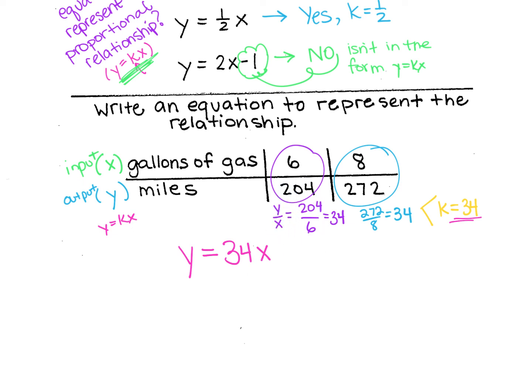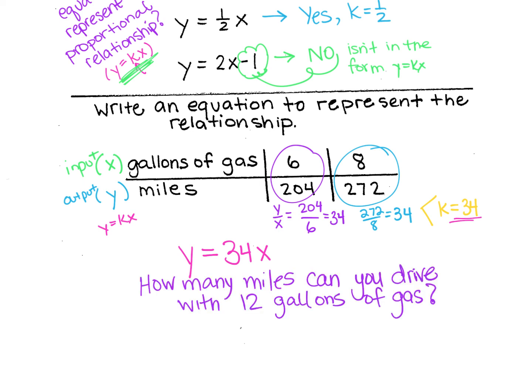So where would we use this? Well, if we had the question, how many miles can you drive with 12 gallons of gas? Now that we have this equation, we don't need to create a table. We don't need to plot a graph. We can use the equation. We know if we're talking about how many miles, that's y. So what we can do is take this equation, y is going to equal 34 times x, and then we can plug in 12 gallons here to get our answer.